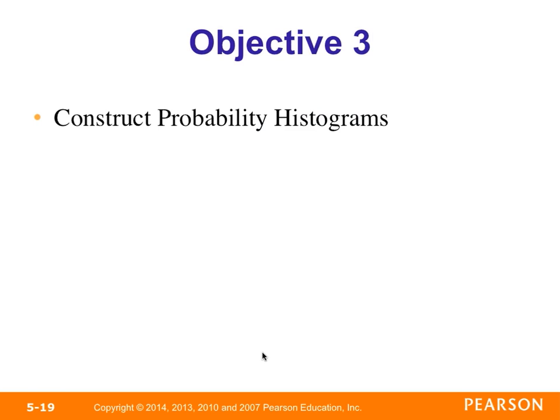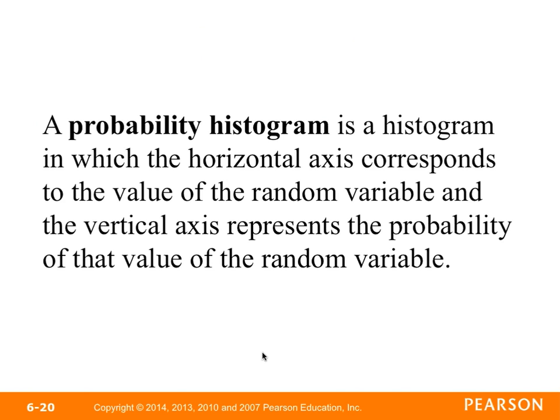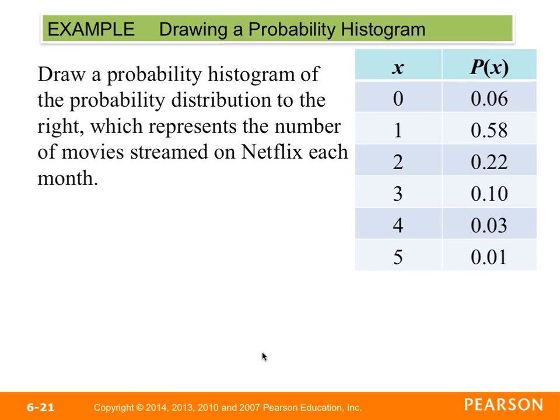Okay, objective 3 is to be able to construct probability histograms. So a probability histogram is just a histogram in which the horizontal axis corresponds to the value of the random variable, and the vertical axis is going to represent the probability of that value for your random variable. So this is very similar to how we constructed histograms previously.